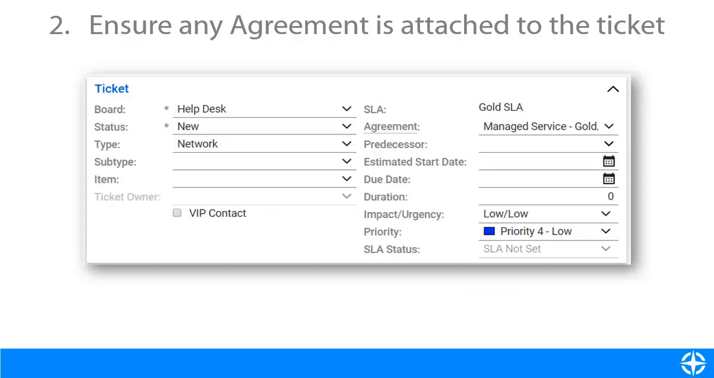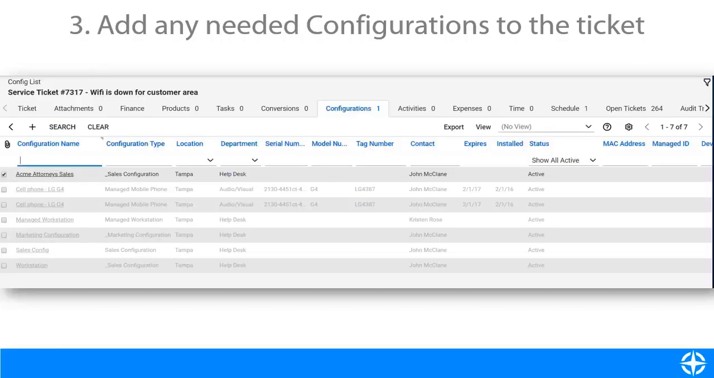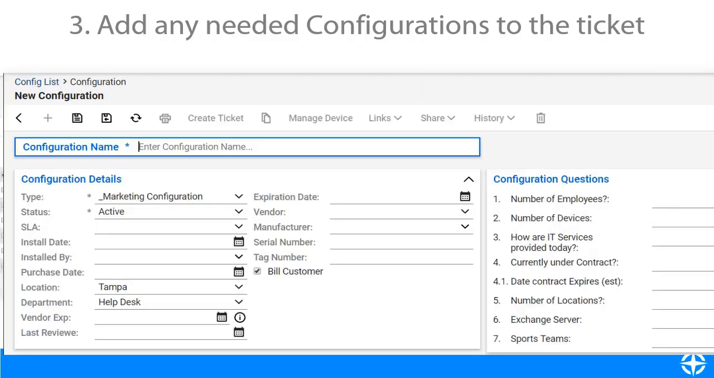2. Review the SLA and agreement fields. If you have a policy that states that an agreement needs to be on every ticket, this is where you can ensure that the agreement is set on the ticket. 3. If you store device configuration, for example, laptop information, you can attach it to the ticket, ensuring that the technician has all the available information at hand right from that ticket.